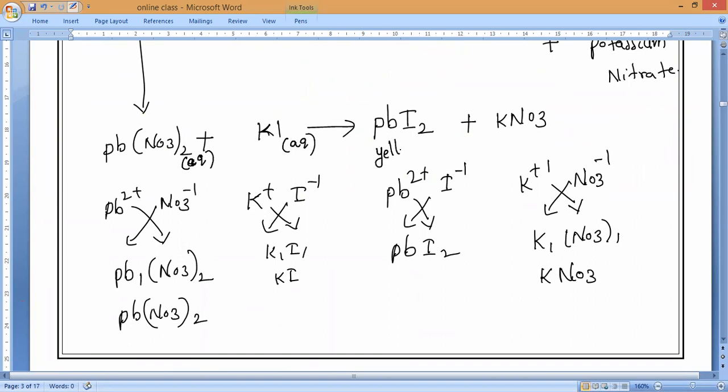What is the colour of this one? Yellow PPT. Remember, colour is also important because here one more characteristic is changing. What is the other characteristic? Change in colour. And formation of precipitate. Very good. And this one we get in aqueous state.